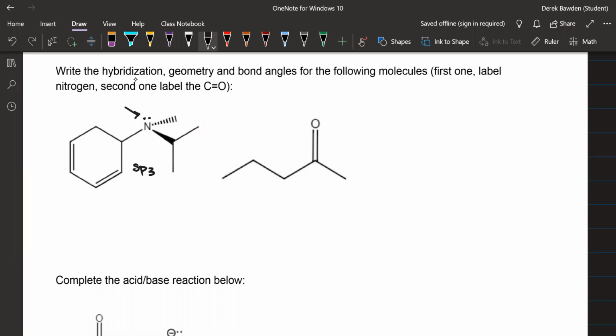Now, what is the geometry? Does anybody remember how to do this one? Trigonal pyramidal, perfect. That's something you just got to memorize. You got to know if there's 3 bonds and one set of lone pairs, it's going to be trigonal pyramidal. How about our bond angle? 107. Perfect. And how do we know that? Does anybody remember my trick?